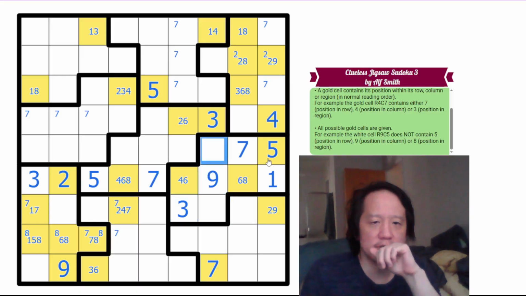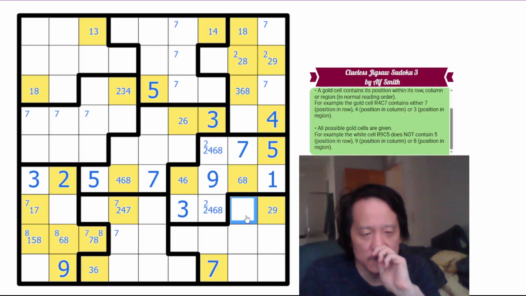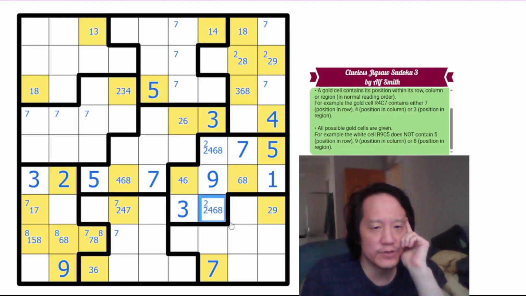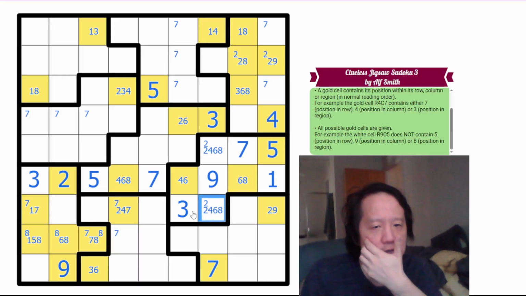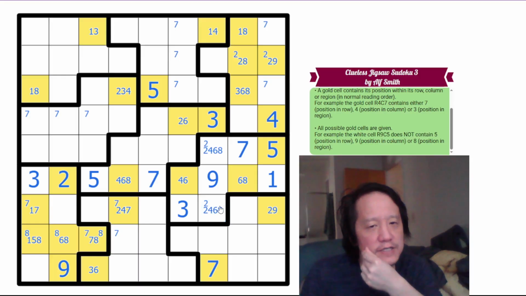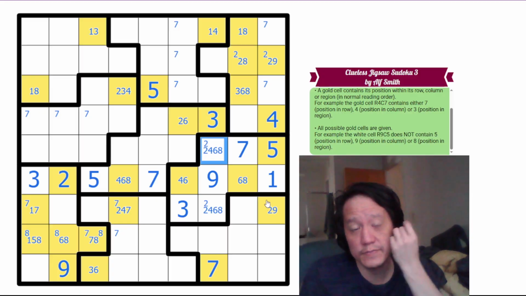Remaining digits in region 6 are 2, 4, 6, and 8. Interesting. So 2 is one of these two cells. This is in row 5, column 7, so that doesn't matter for those. Same with this. This is in row 7, column 7, and it's the 9th cell. This is the first cell in the region.